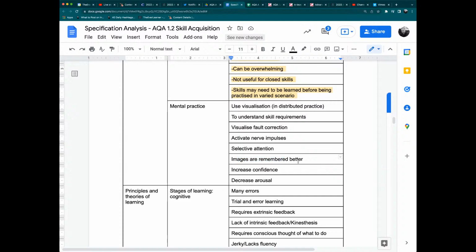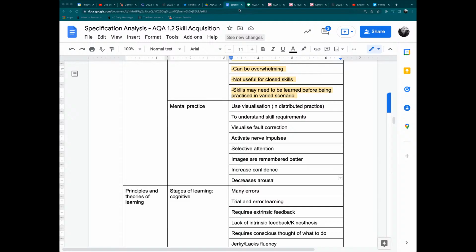Now, this relates to something called Craik and Lockhart's levels of processing model. Basically, if a coach gives instructions, they are better remembered if the performer also visualizes what they're required to do. It puts confidence up and it decreases arousal. In essence, that's what we're looking for with regard to mental practice. I'll leave that up for a moment while you have a think. Perhaps note that down, and I would strongly recommend you put that section into your notes.